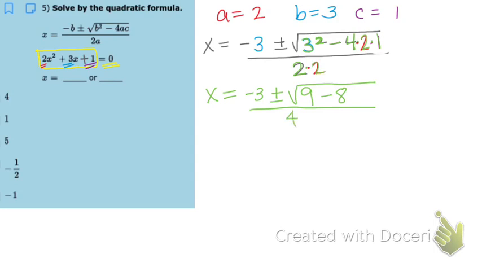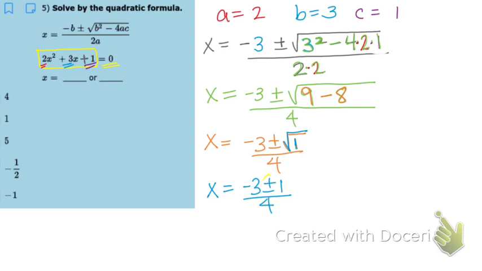So then we continue to simplify and condense this more. So we have negative 3 plus or minus, but 9 minus 8 is 1. So I'm going to have the square root of 1 over 4. And then keep going. X equals negative 3 plus or minus. The square root of 1 is 1.